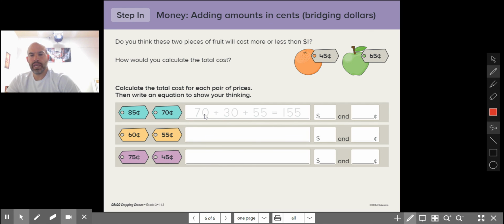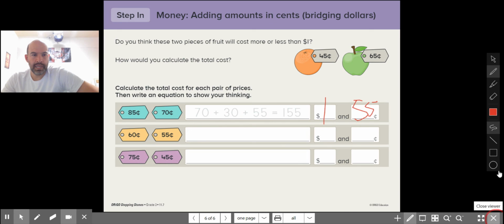Again, last but not least, it says calculate the total cost of each pair of prices. So we can add up these price tags to get to the total. So how did they get to these numbers? Well, let's look at that. 70 cents, we can make a dollar by taking apart 85 and turning it into 30 and 55. So 70 plus 30 is a dollar, plus 55 cents, or $1.55. So that equals $1.55. All right, I'm gonna let you guys try those other ones on your own.